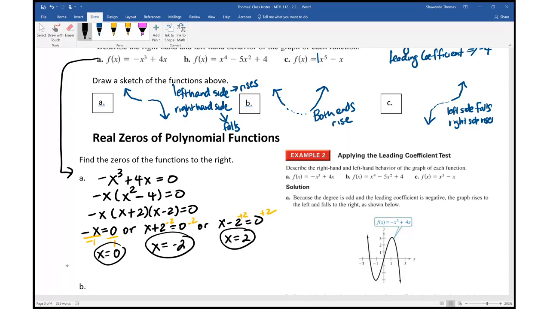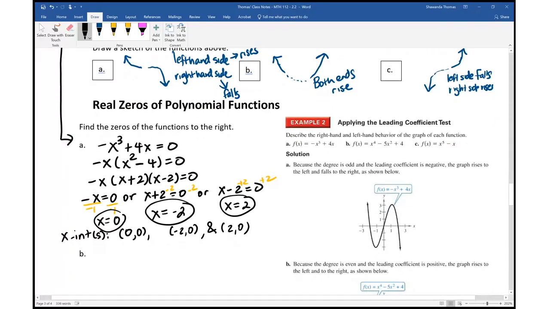Now, if I ask you to write out the x-intercepts, I would like you to write it like this: (0, 0), (negative 2, 0), and (positive 2, 0). Those are the x-intercepts. Now, that will give you what's going on the inside.